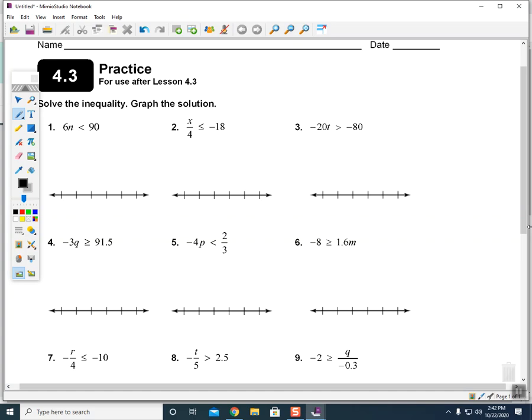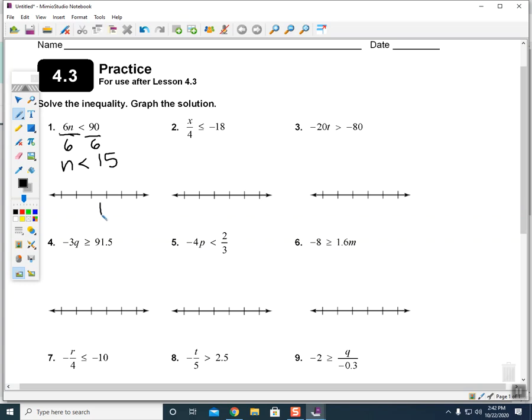So number 1, I have 6n is less than 90. Well, 6n I know means that I'm multiplying 6 and n, and so to get rid of my multiplication I need to divide. So I'm going to divide both sides by 6 to get n by itself. Well, 90 divided by 6 is going to give me 15. So I know that n needs to be less than 15.